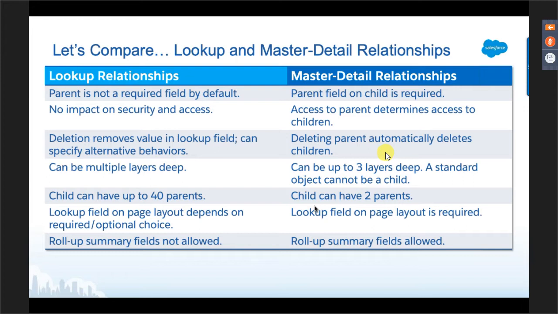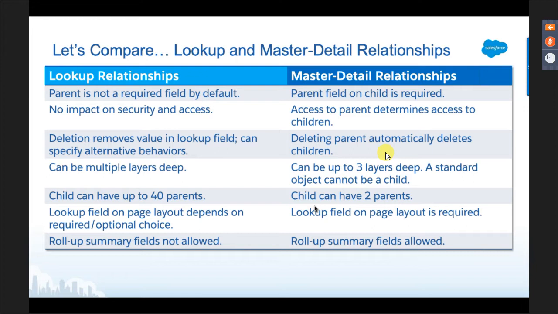In knowing all these nuances, know that there are some other nuances when it comes to the UI side that are also going to affect you. For instance, in lookup relationships, with a lookup field, it depends on whether or not the field and the choice is on the screen or not, whether it's required on the page layout or not. In a master detail, you have no choice. The field must be on the page and is always going to be required to be filled out.